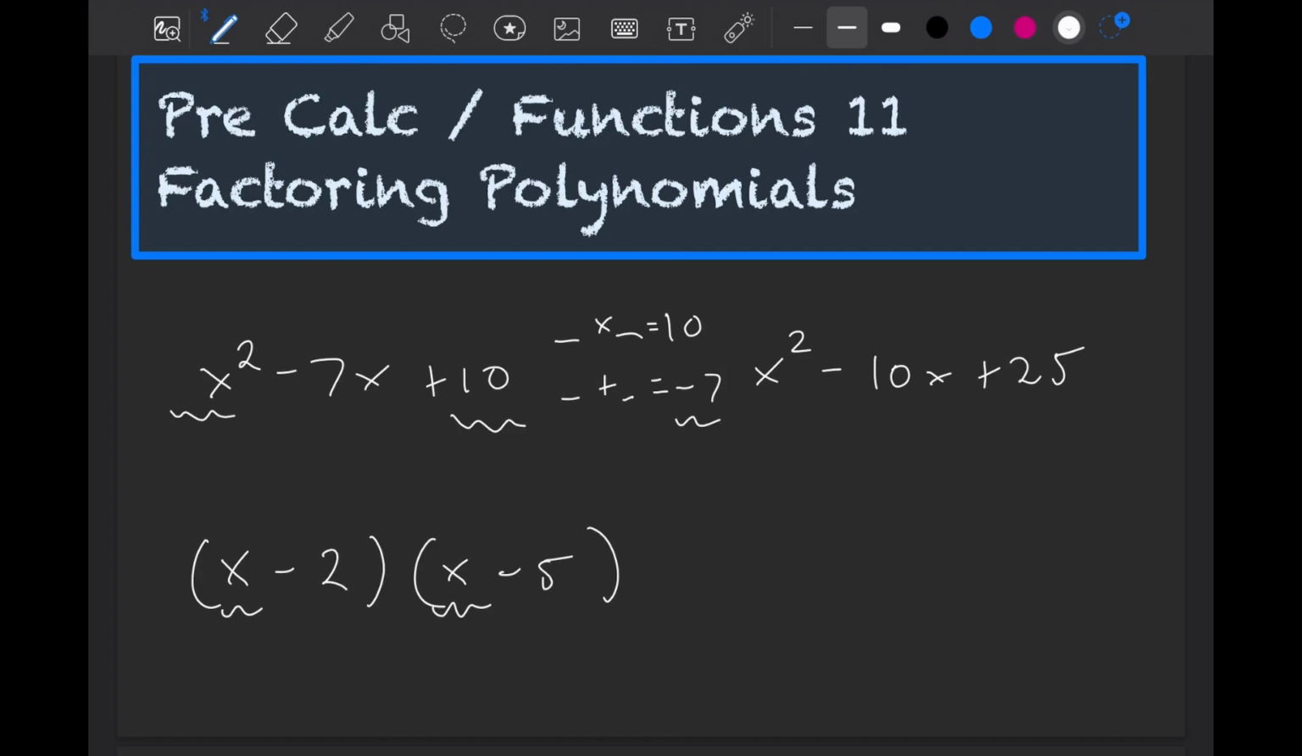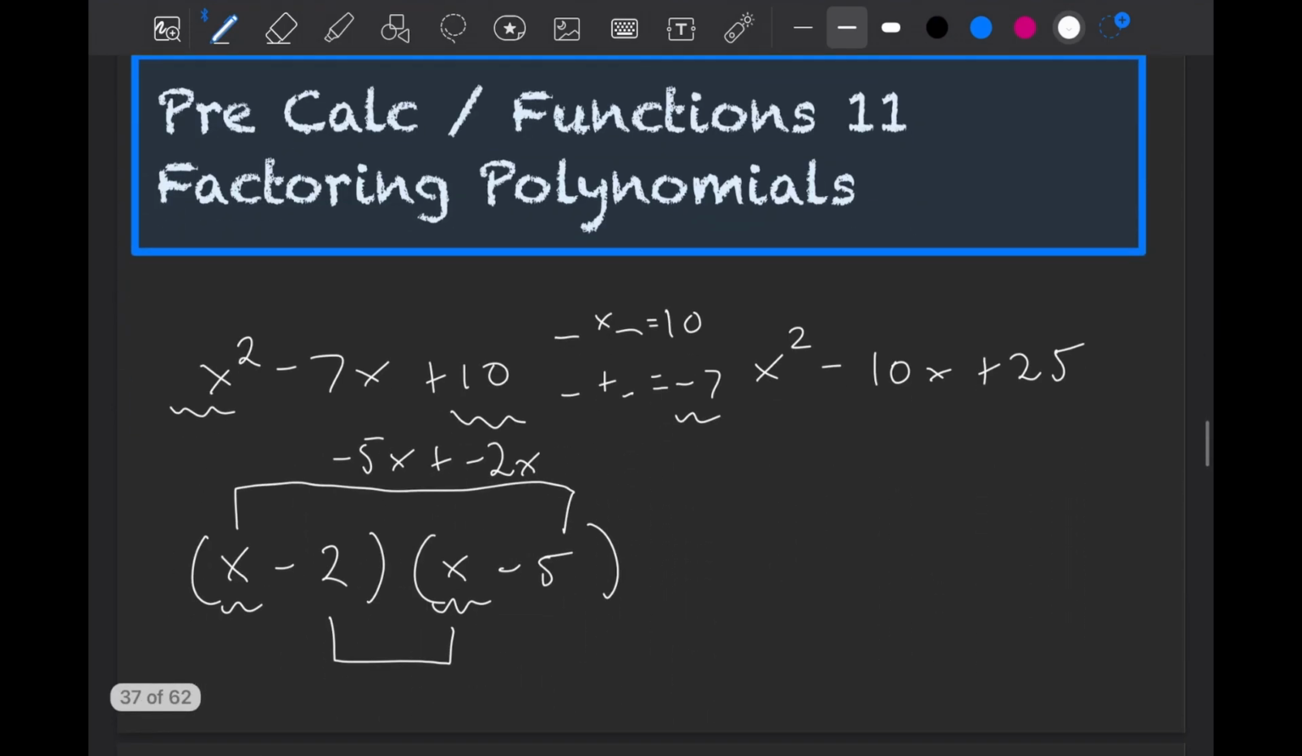The way you can check this to make sure you're correct is you take the outermost term and multiply by the outermost, and you'll get minus 5x. Then take the innermost term, multiply by the innermost, and add those two together. So you'd get minus 2x. You already know they multiply to plus 10 because that's why you chose them. Just make sure you get minus 7x, which is the middle term. So that's our answer. Try the next one.